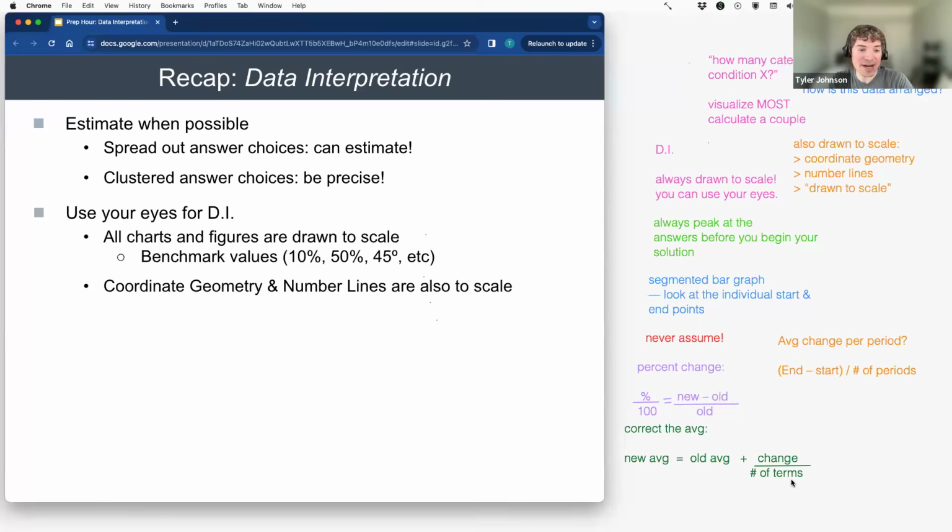And don't forget that data interpretation is drawn to scale. Unlike geometry, where the diagrams are often deliberately deceiving, anything in a data interpretation question is exactly to scale, so you can use your eyes and get away with a lot. And while you're using your eyes, it's going to be helpful to benchmark values like 50% or 10%, or if it's a pie chart, looking at 90-degree angles and 45-degree angles, get those visual references.